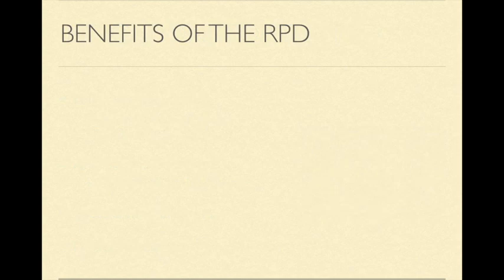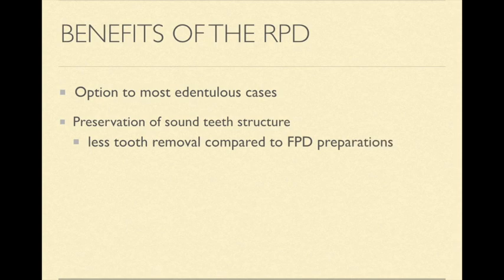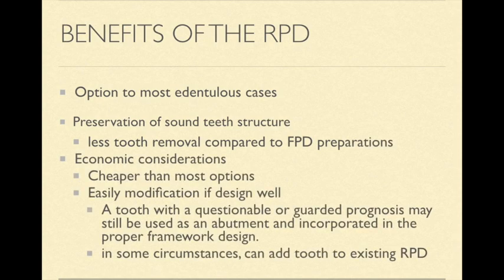So what's the benefit of the removable partial dentures? The first, this is a good option for most edentulous cases. I would say maybe over 90 to 95% of edentulous area cases can do the removable partial dentures. The second, this is a good option to preserve the sound tooth structure, because when we need to do a fixed partial denture, then we have to prep the tooth. It also affects our tooth structure's continuity.